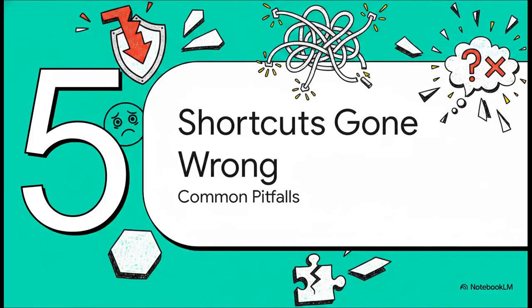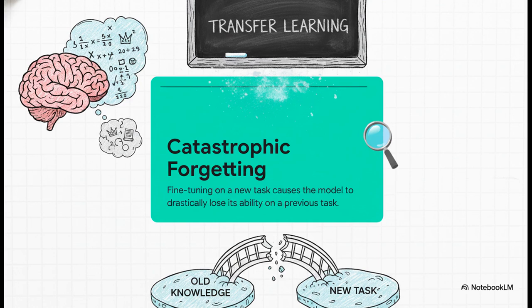Now, as powerful and as magical as these shortcuts sound, they are not foolproof, not at all. And if you use them carelessly, you can actually make your model worse than if you had started from scratch. So it is absolutely critical to understand the common ways they can fail. The first big pitfall is something with the dramatic name catastrophic forgetting, and it's as bad as it sounds.